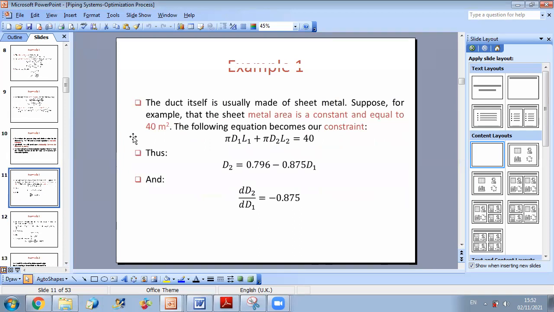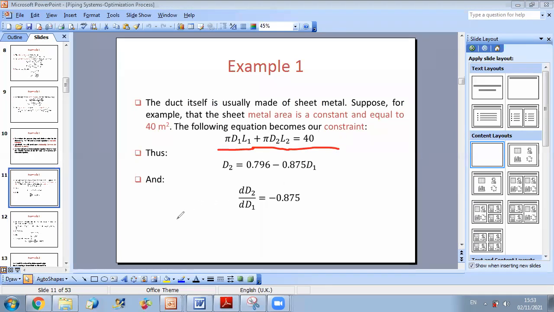For example, if they add this sentence to the problem: the duct itself is usually made of sheet metal. Suppose that the sheet metal area is constant and equal to 40 meters squared. So here I have another condition for the system: a certain area of sheet metal, and I have nothing else, and I need to build my system with it. So I cannot choose D1 and D2 freely. This will put a constraint equation relating D1 and D2.